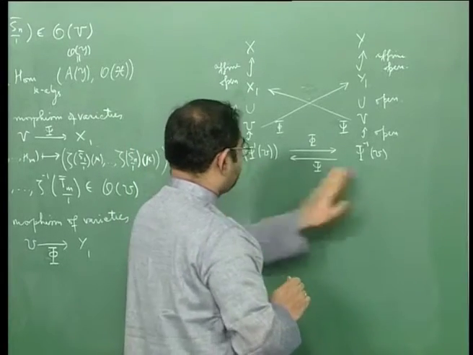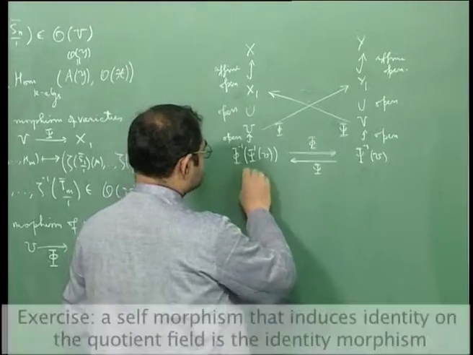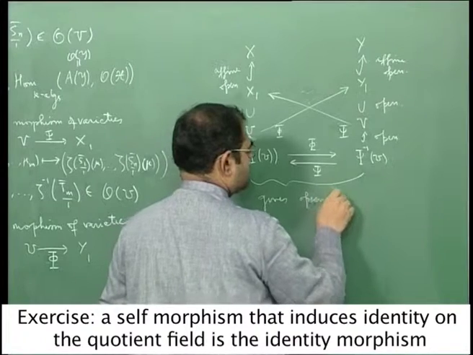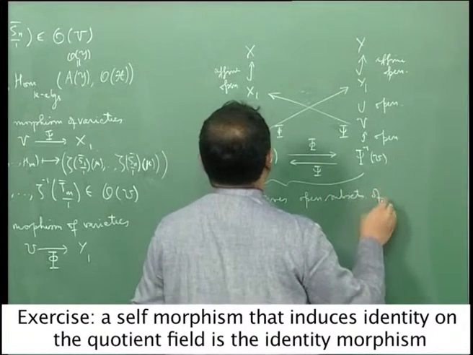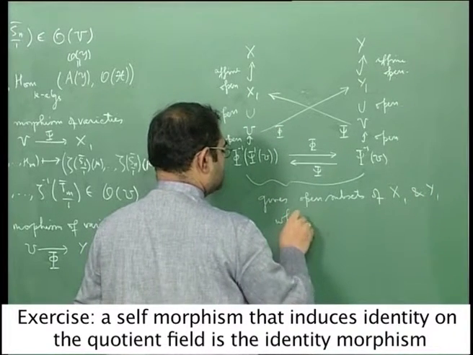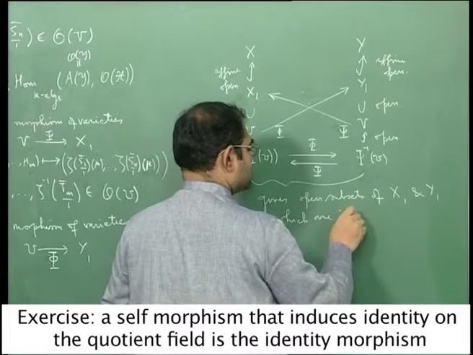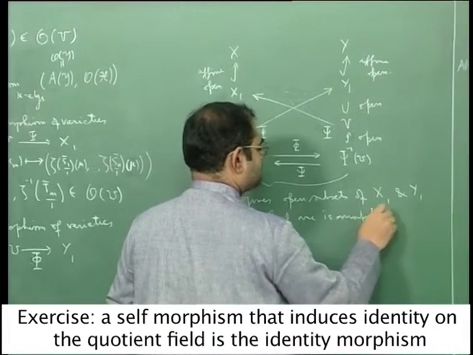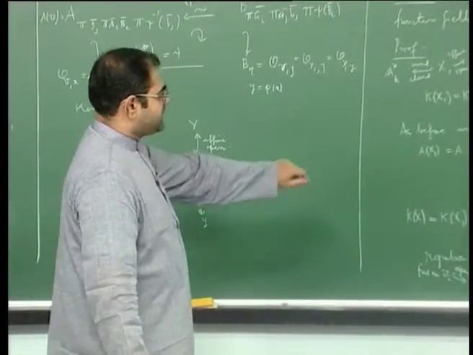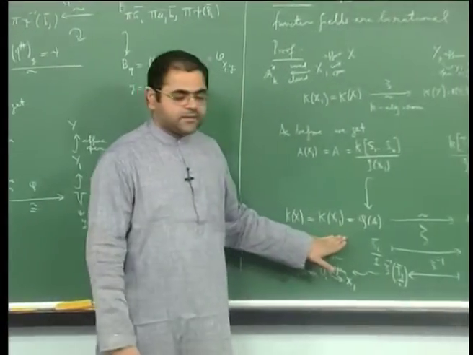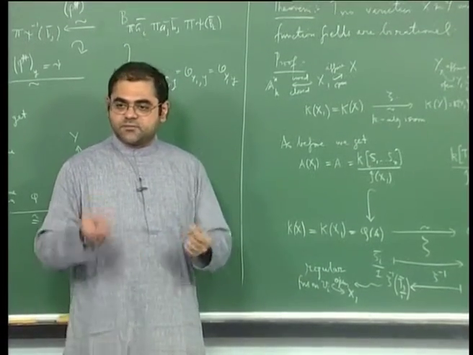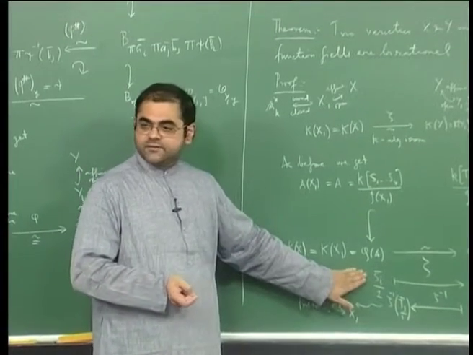So this gives open subsets of x1 and y1 which are isomorphic as varieties. What I wanted to remark is that the way we got the isomorphism, the birationality in the case of isomorphisms of local rings, the same thing will also work in this case.